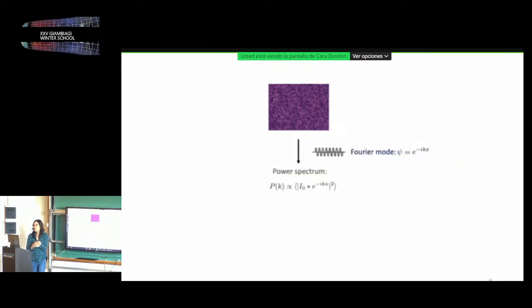Let's look at that. So in this case, in the case of the power spectrum, we convolve the field.